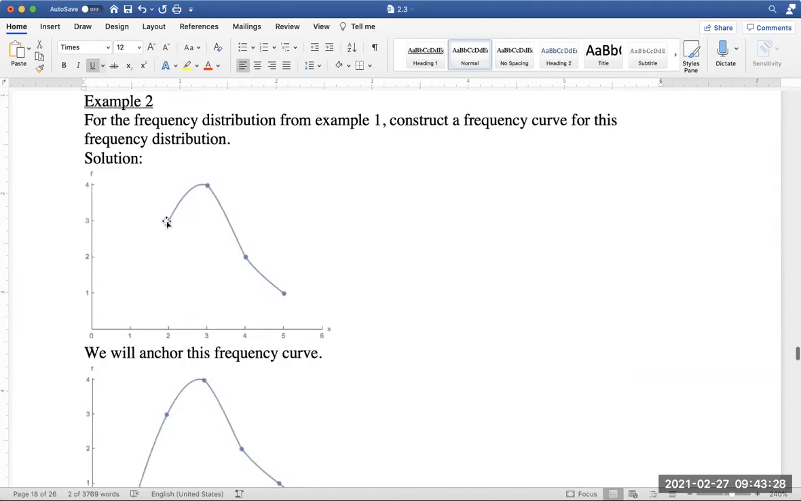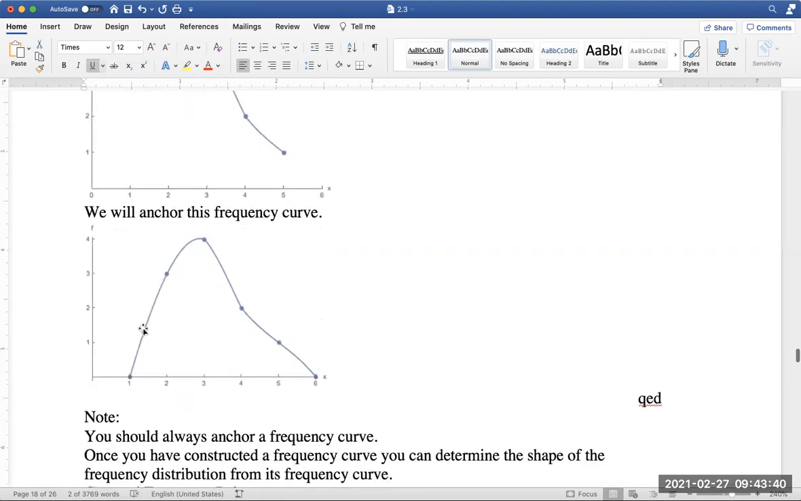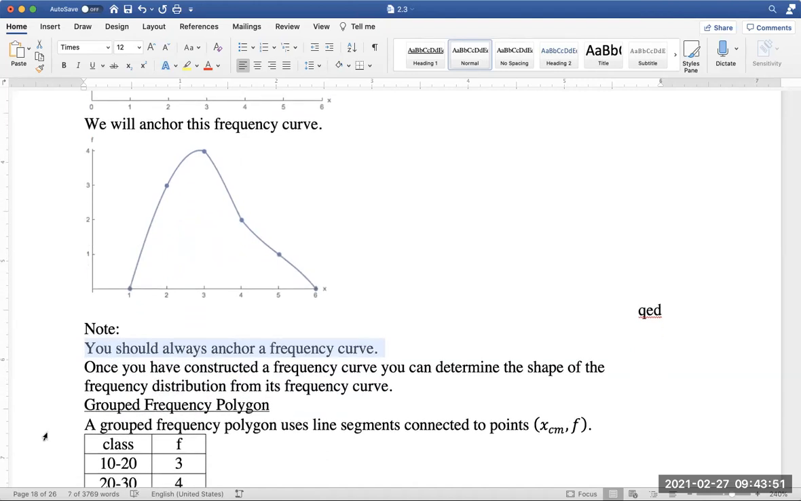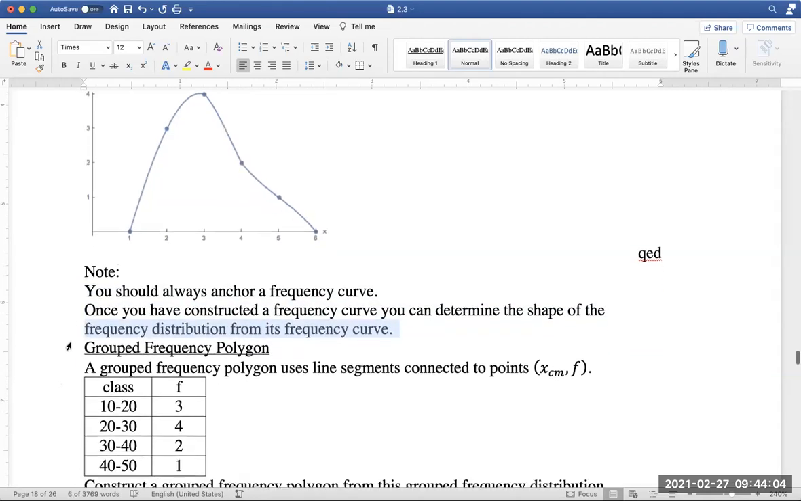Now, again, we don't like these floating in space, so just like before, go down at 1, make that 0, and at 6, make it 0, and make a nice smooth curve. And so this is what the frequency curve should look like. So you should always anchor a frequency curve, just like what you did with the frequency polygon. Once you have constructed a frequency curve, you can determine the shape of the frequency distribution from this frequency curve, just like we did with a frequency polygon.